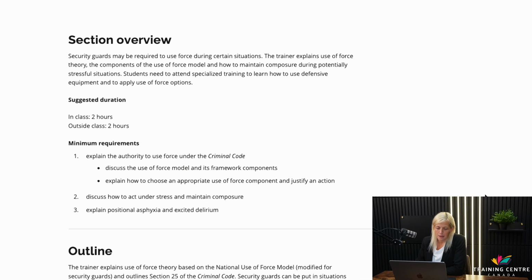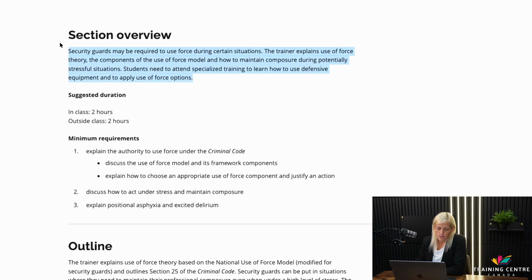What you can expect in the course for this section is that security guards may be required to use force during certain situations. We're going to explain use of force theory, the components of the use of force model, and how to maintain composure during potentially stressful situations. You're going to need to attend specialized training to learn how to use defensive equipment and apply use of force options. What is mandatory for you in this course is the use of force theory. That's just understanding the use of force model, understanding de-escalation techniques, things like that.